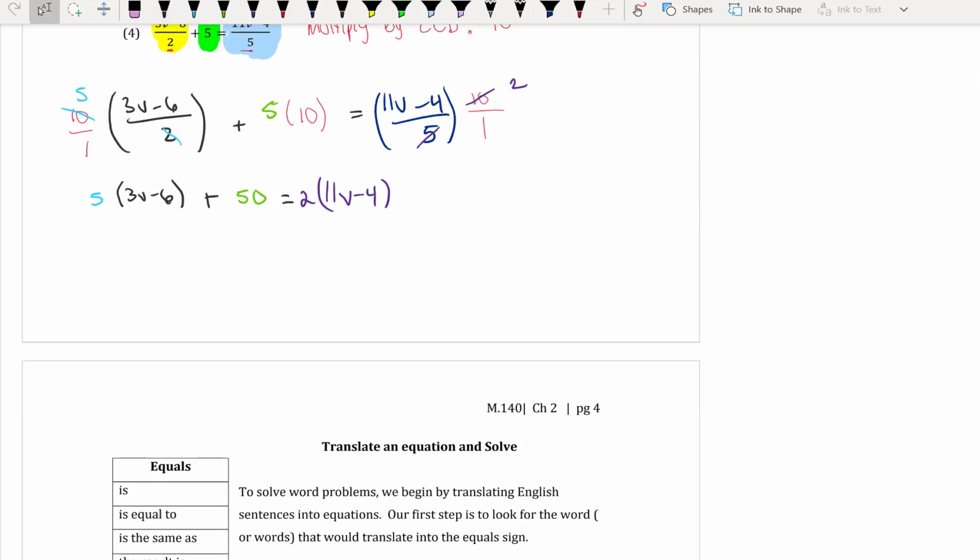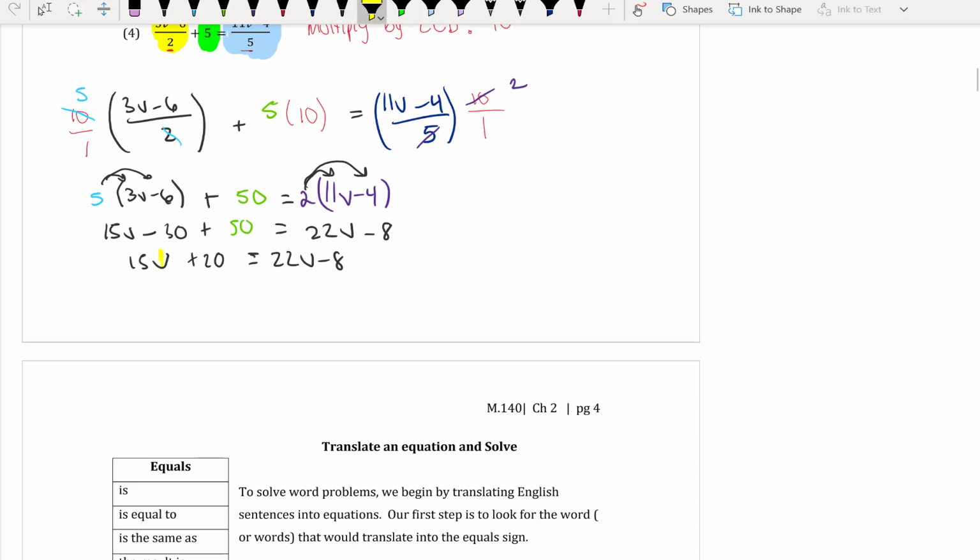So I'm going to distribute that 5 inside to give me a 15v minus 5 times 6, which is a 30, plus your 50 is equal to, and now I'm going to multiply that 2 inside, so it'd be 22v minus, since 2 times 11 is 22, 2 times 4 is 8. Now combining like terms, I have a negative 30 plus 50, so that will give me a positive 20 is equal to a 22v minus 8.